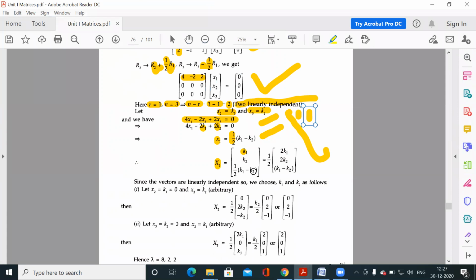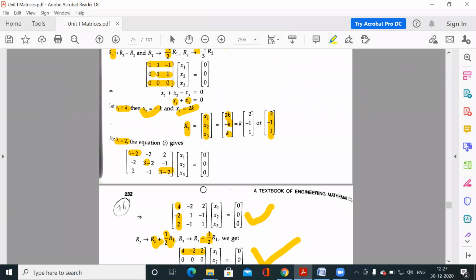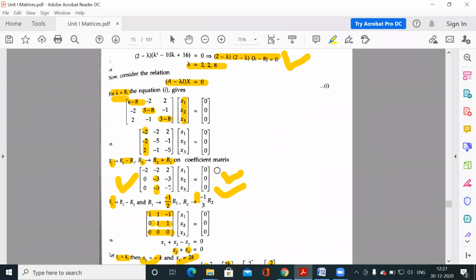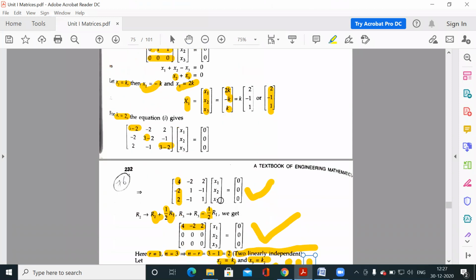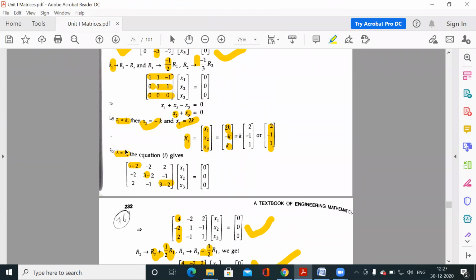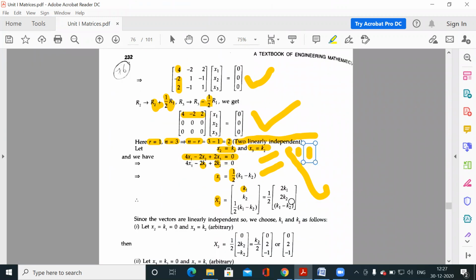So they have taken 1 by 2 common, so there is no need. You simply now, because this is your eigenvector corresponding to 2, and we have 3 eigenvalues. So for 8 we have this eigenvector, and for 2 the eigenvector is in this form. So now we have to make 2 eigenvectors, because the third eigenvalue is also 2, that means we will get same equation. So from this eigenvector we have to make two independent eigenvectors.